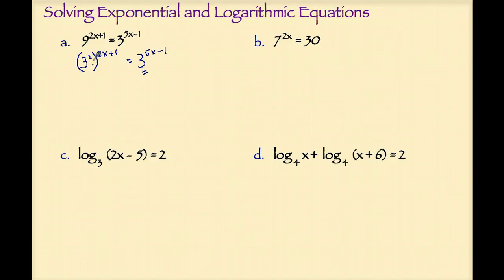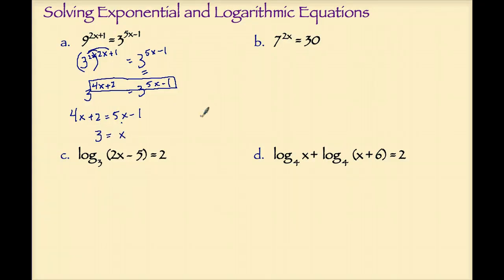But in doing this, I've now created an additional exponent, and a power to a power means I can multiply those two exponents together. Of course, 2 times 2x plus 1 requires that I distribute the 2. Now, on the left side, I have 3 to the 4x plus 2 is equal to 3 to the 5x minus 1. Now that the bases match, I can take the exponents and make a little mini equation and solve. 4x plus 2 equals 5x minus 1. When I subtract the 4x over, I get x, and when I add the 1 over, I get 3. X equals 3 is my solution.